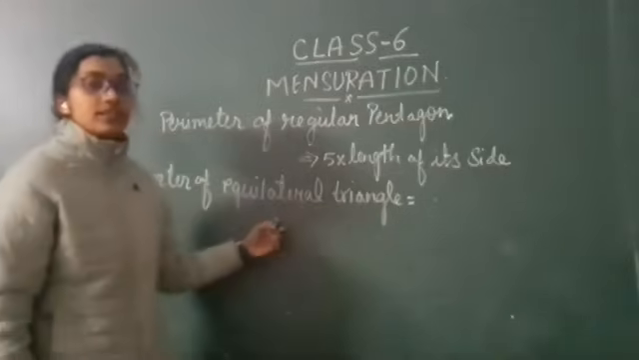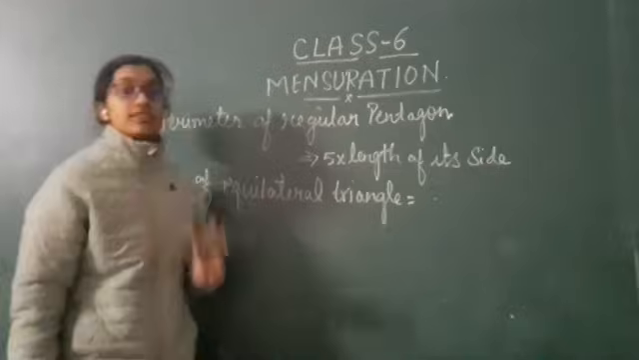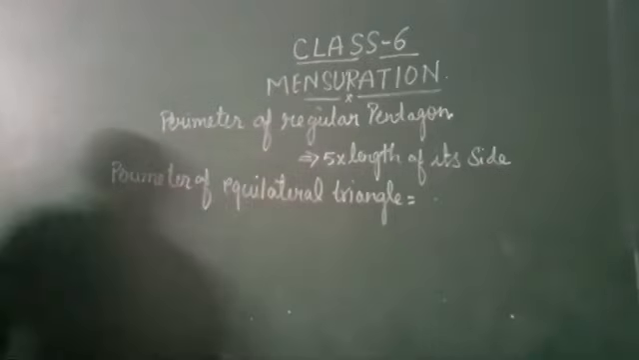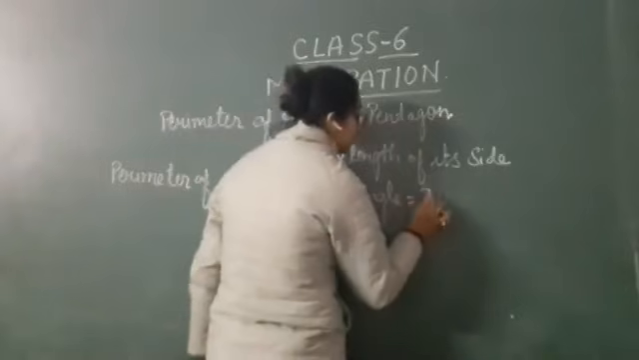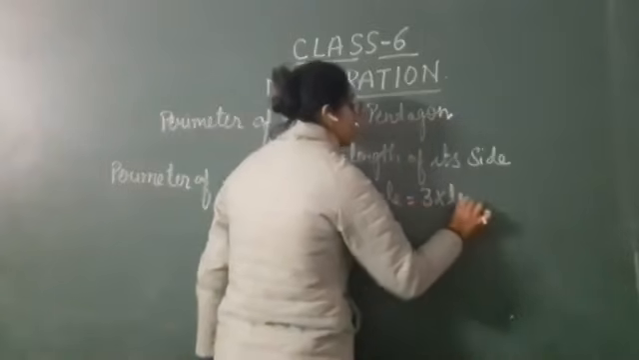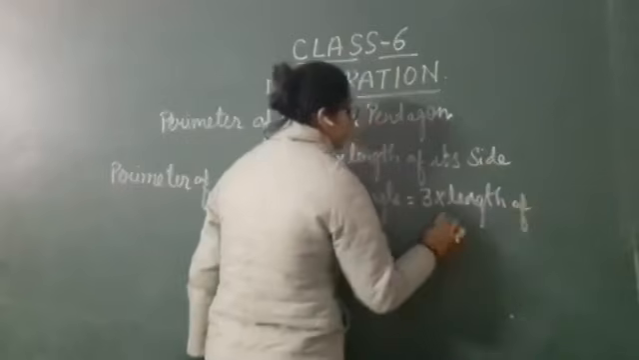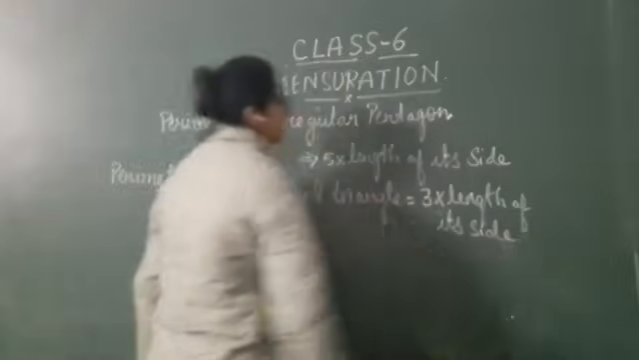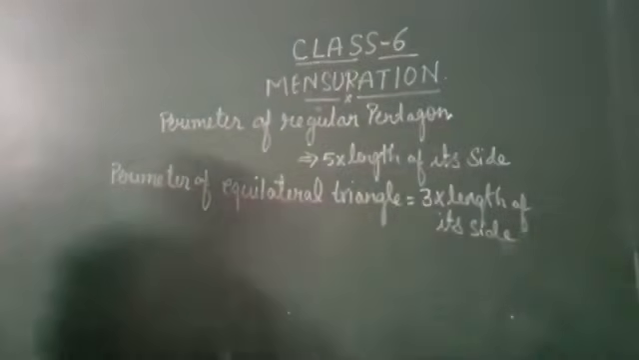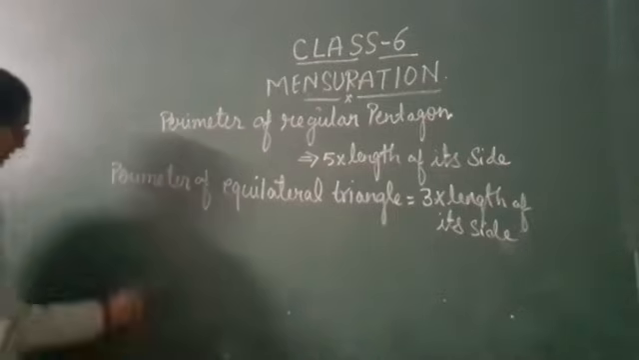For a triangle, how many sides are equal? 3 sides are equal. So if 3 sides are equal, then we have to multiply 3 with the length of its side. Then we have to talk about the perimeter of a regular hexagon.